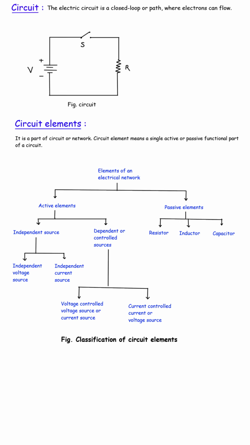On the other hand, passive elements cannot supply energy, they only consume or store it. Common passive elements include resistors, which oppose the flow of current, inductors, which store energy in a magnetic field, and capacitors, which store energy in an electric field. All of these components together make up the electrical network of any system.